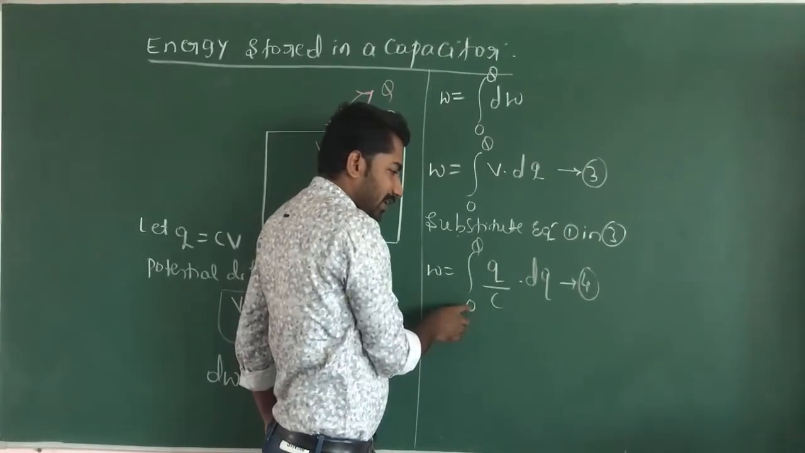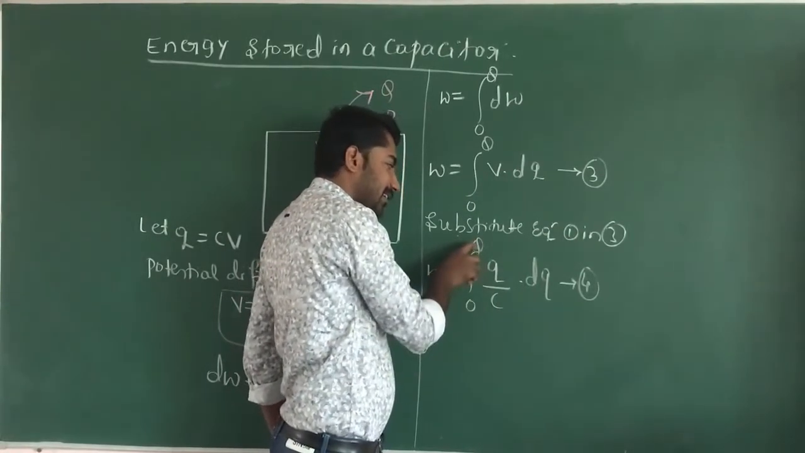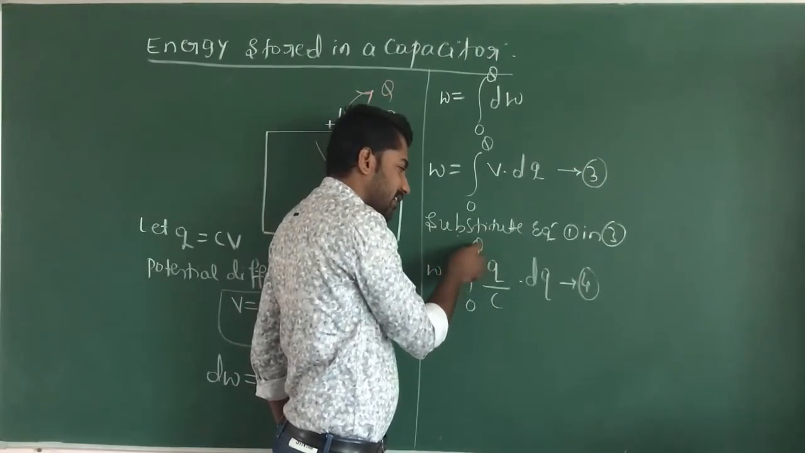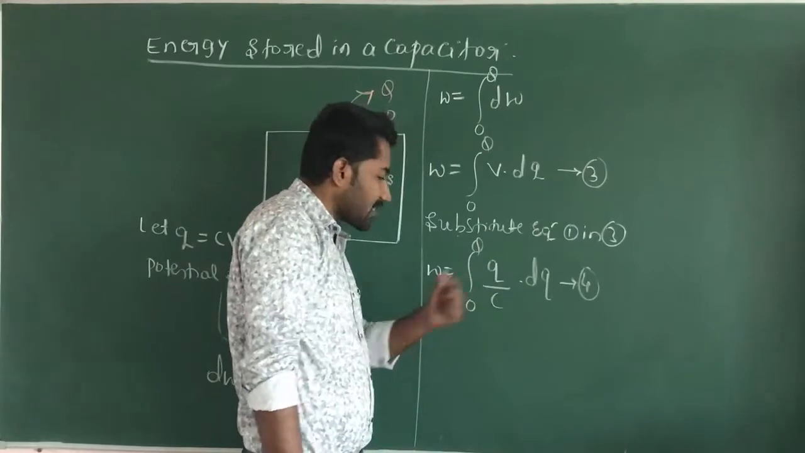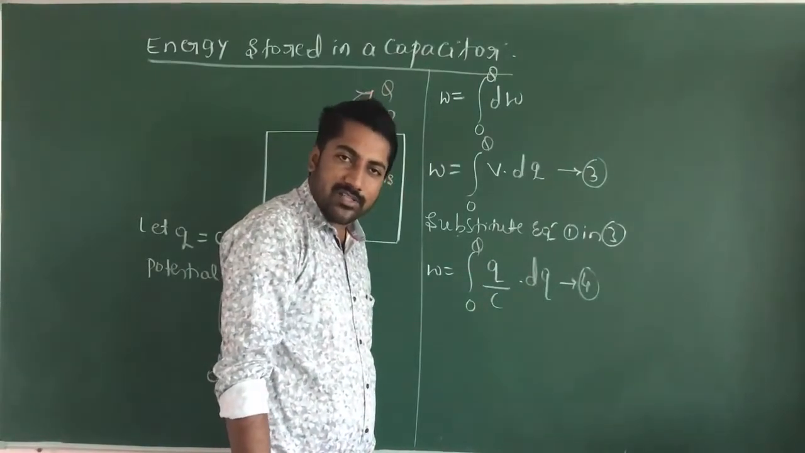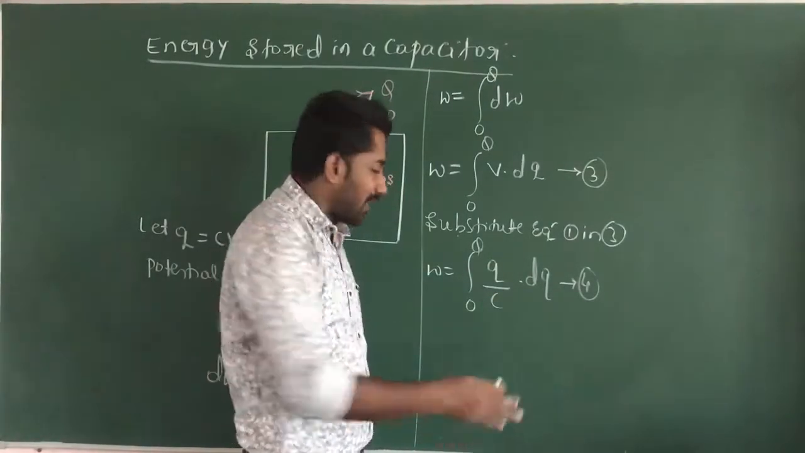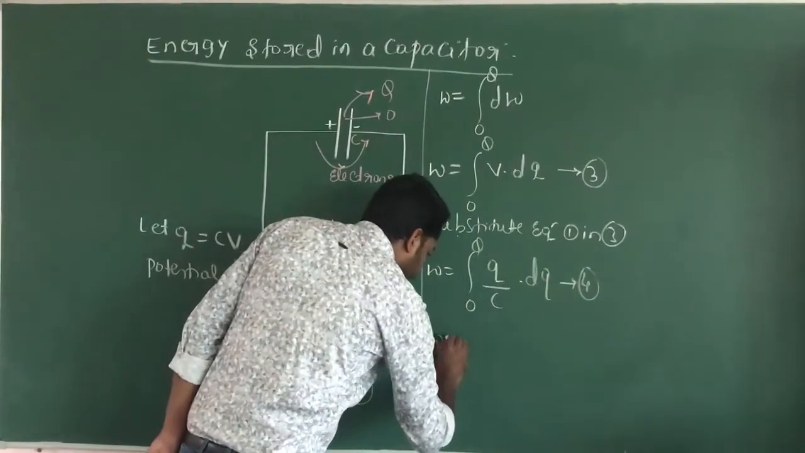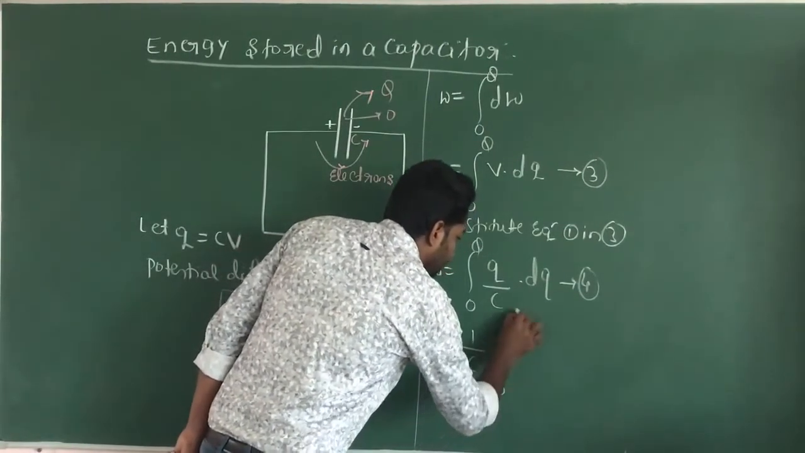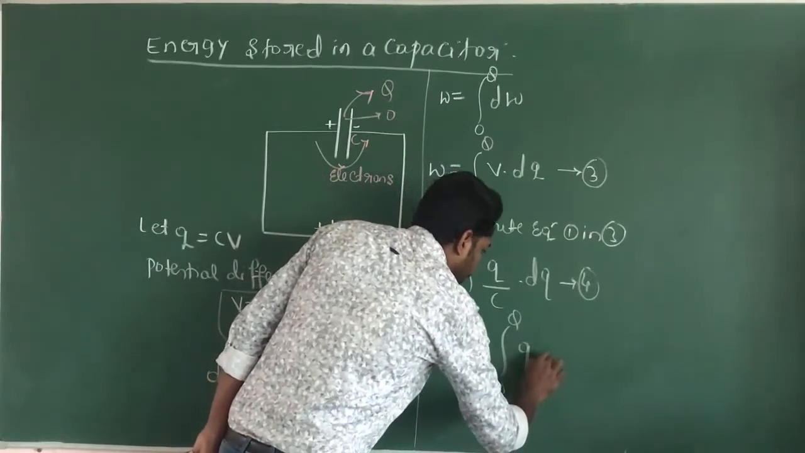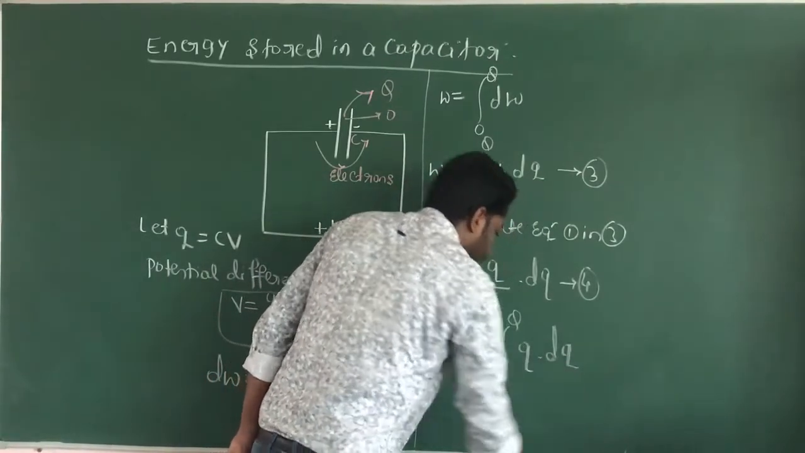When we connected the capacitor to the battery, the capacitor gets a charge Q. The work done is W equal to the integral of Q divided by C into dq, where C is the capacitance of the capacitor, a constant value. When you integrate, take this value outside: W is equal to 1 divided by C, integration from 0 to Q of Q into dq.